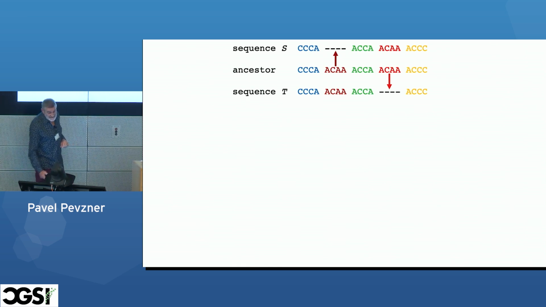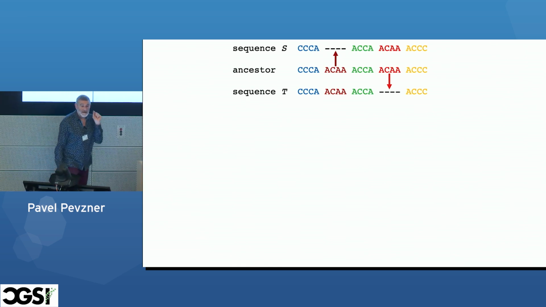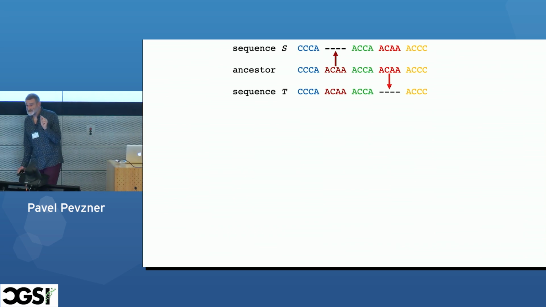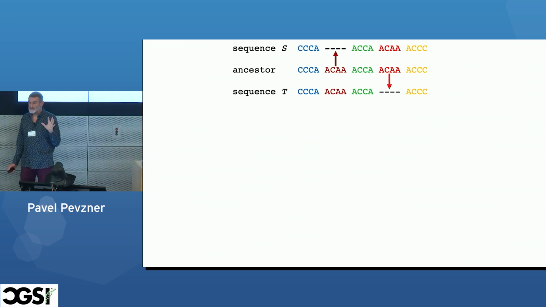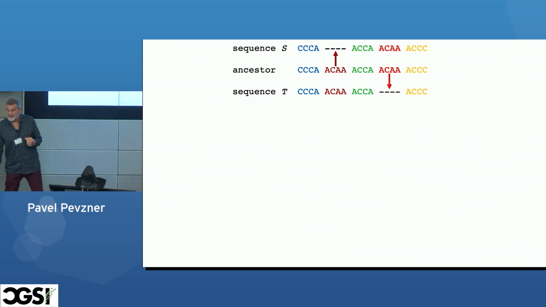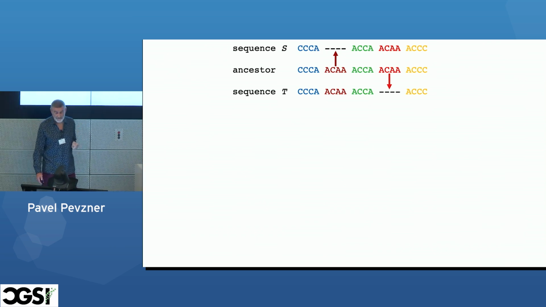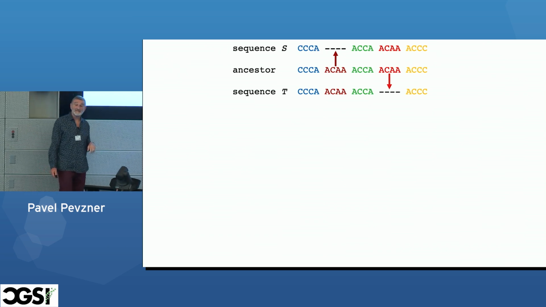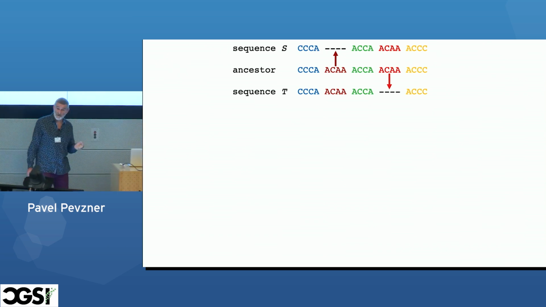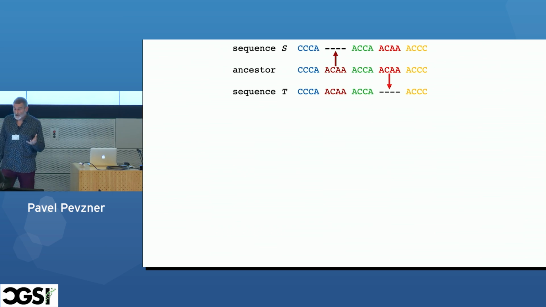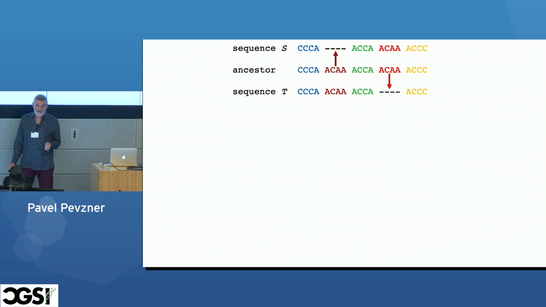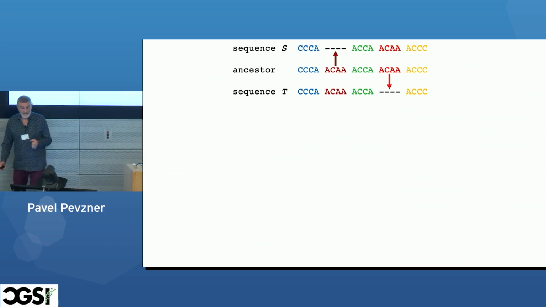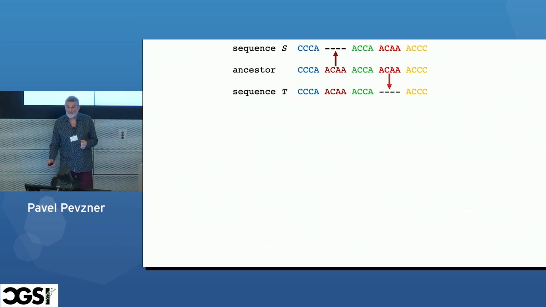Let's assume that we have a sequence ancestor, and let's assume that in this ancestor there are 2 sequences, S and T, each of them generated from the ancestor by tandem deletion. Tandem deletions and tandem duplications are very common in centromeres or immunoglobulin loci. So the ancestor consisted of 5 units, and each of the sequences S and T consists of 4 units.